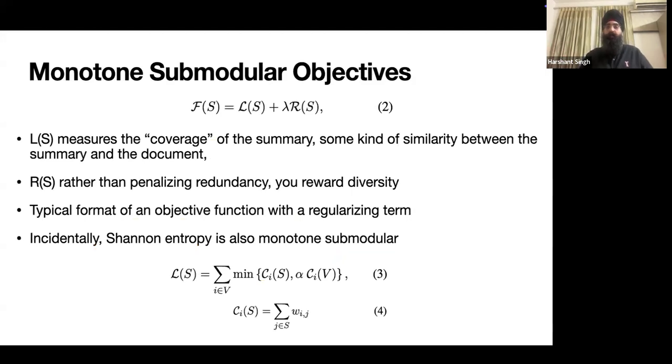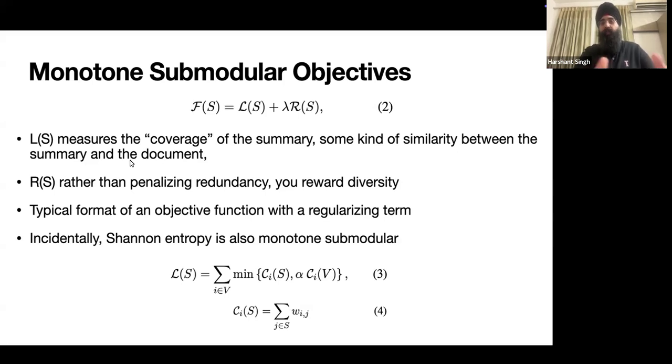So now we look at monotone submodular objectives. What he tries to do is design objective functions that are both monotone and submodular, so that the arsenal of theorems that we have for this set of functions work here. So you have some f of S, where S is the summary, and you're evaluating the summaries. So f of S is L of S plus lambda R of S.